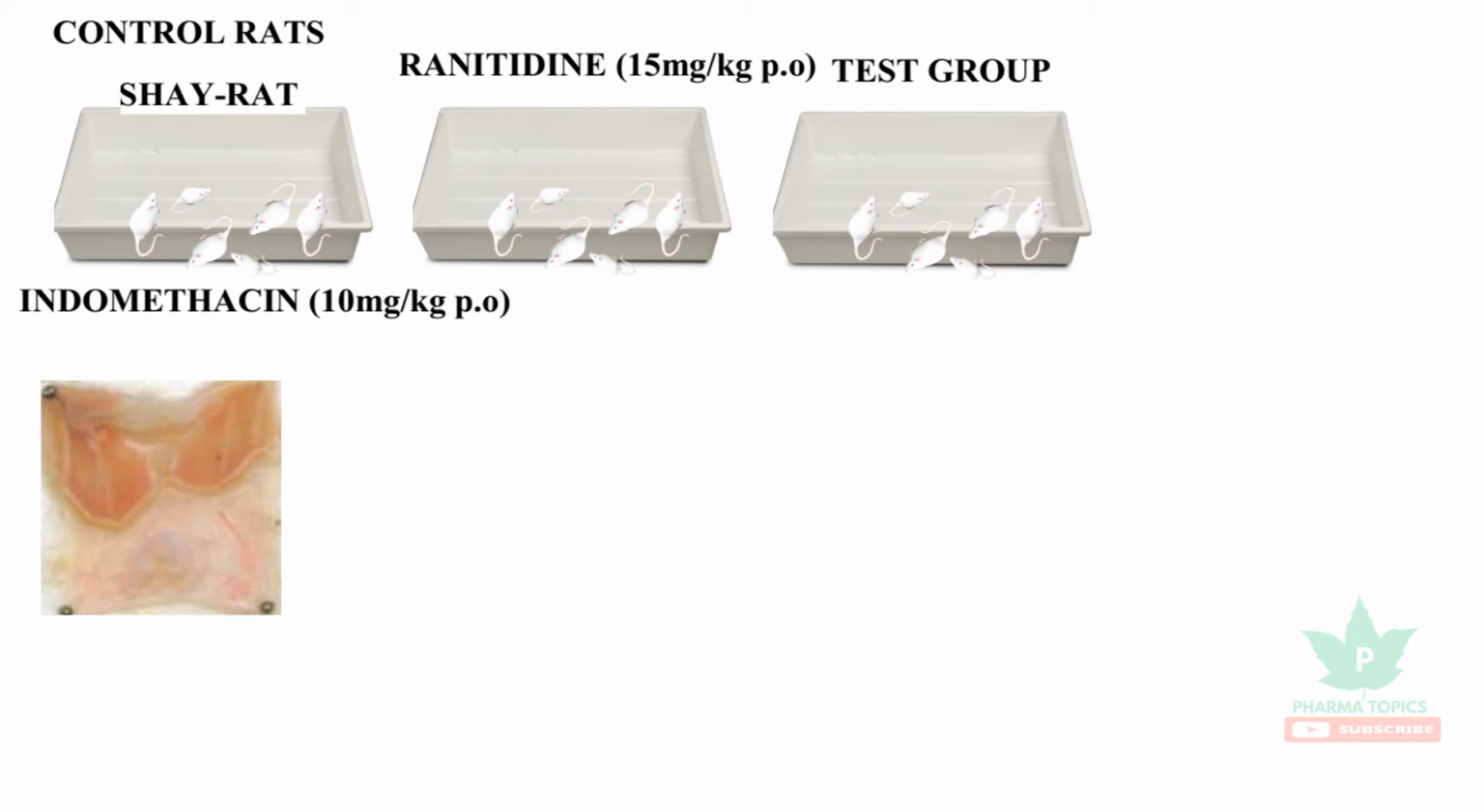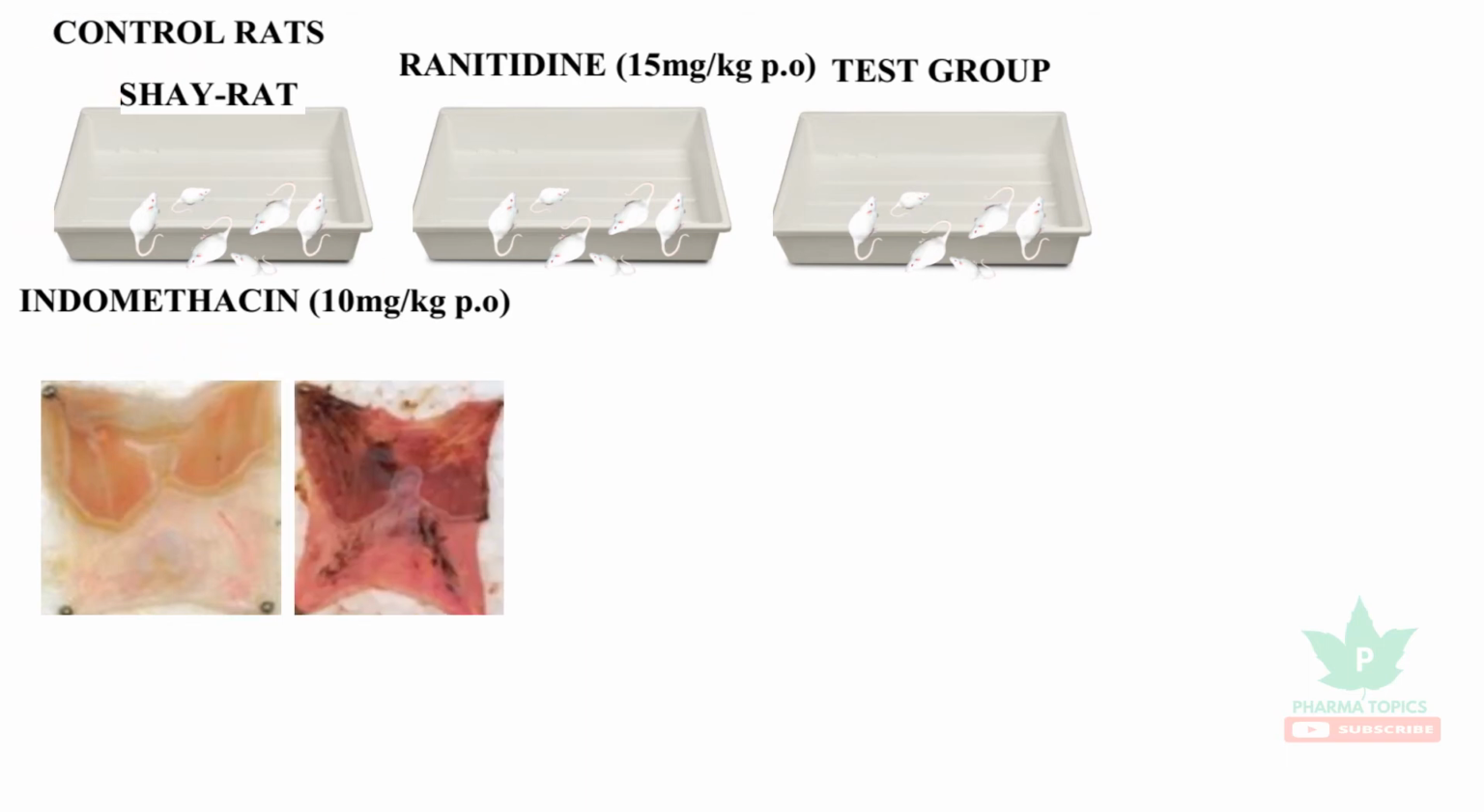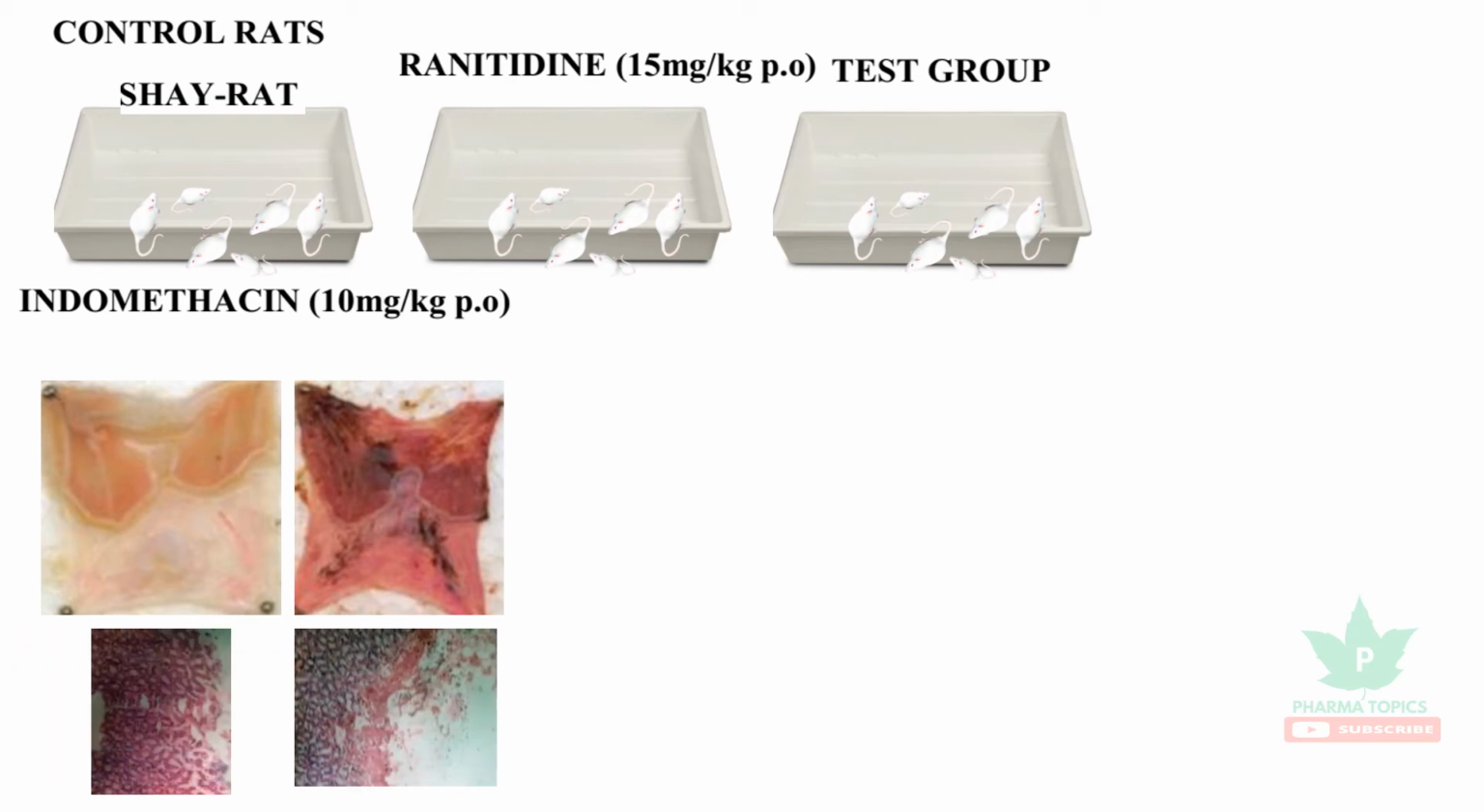You can see this for a normal rat. Then this is for the control rat, where you can see the bleeding and the lesions. The stomach can be taken for histopathology: an intact gut, and this is a damaged gut.